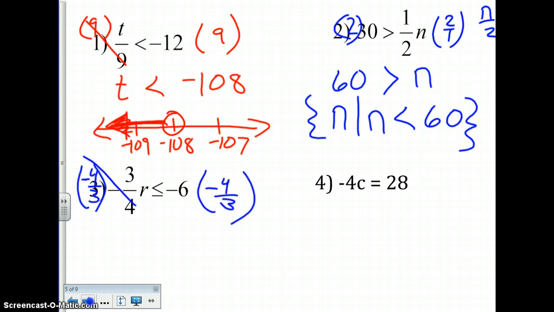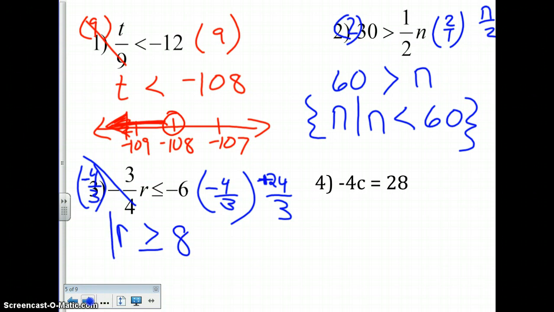Okay, on the left side of the equation, that becomes r. Because we are working with a negative number and multiplying by it, I need to change my inequality sign. So r is going to be greater than or equal to, in this case, -4 times -6 gives us -24/3, and I should make that, sorry, positive 24/3. 24 divided by 3 is 8, so our final answer is r is greater than or equal to 8.